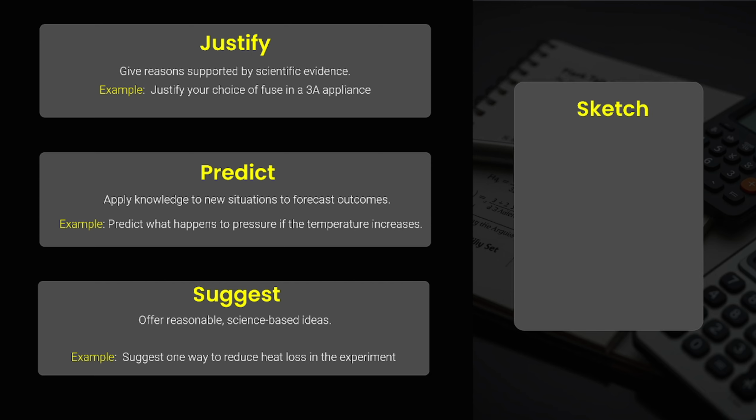The last word would be sketch. This means a simple freehand drawing, using a graph or a diagram. For example, sketch a velocity-time graph for constant acceleration. The right answer would be that the graph starts from the origin, a straight line upward. The axes should be labeled. Your sketch must match the physics, not artistic, but accurate.